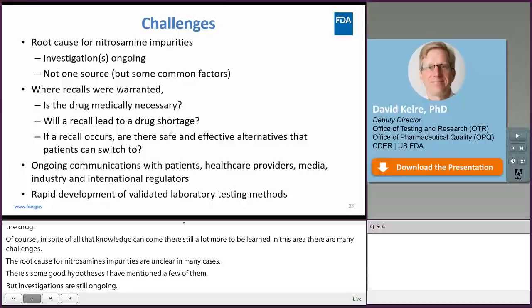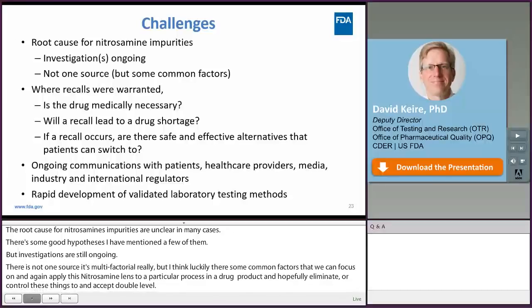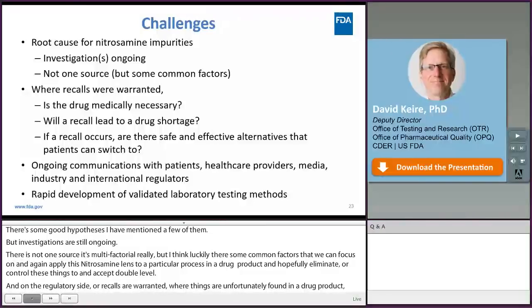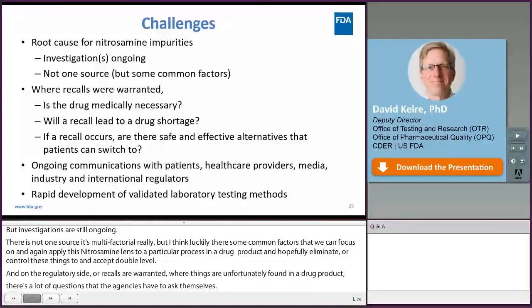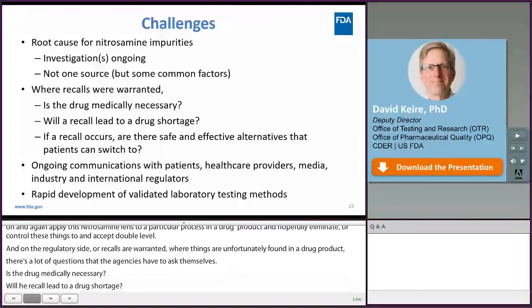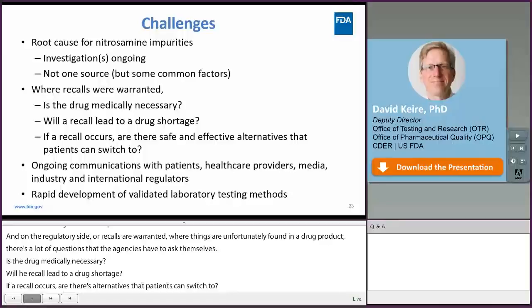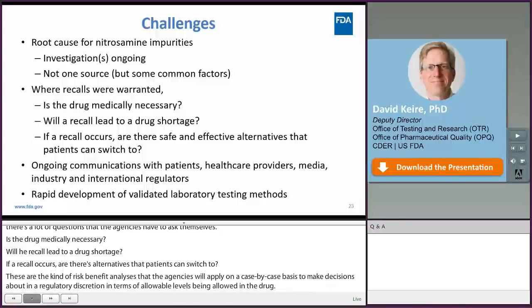On the regulatory side, where recalls are warranted, where things unfortunately are found over the AI in a drug product, there are a lot of questions that the agencies have to ask themselves. Is a drug medically necessary? Will a recall lead to a drug shortage? If a recall occurs, are there alternatives that the patient can switch to? These are the kind of risk-benefit analyses that the agencies will apply on a case-by-case basis to make decisions about regulatory discretion in terms of allowable levels being allowed in the drug.